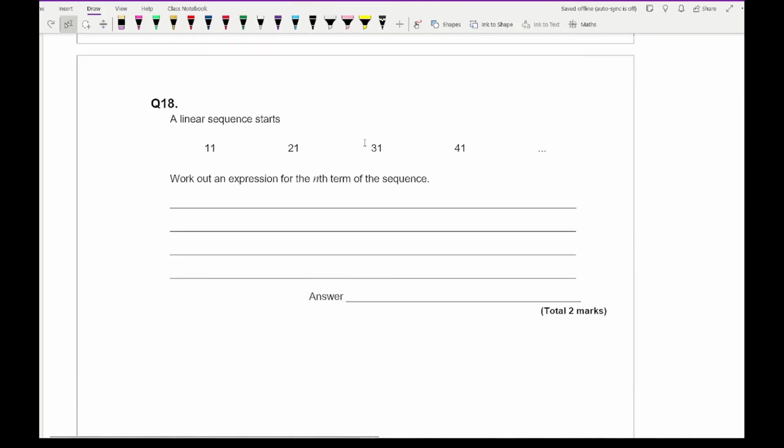Moving on to question 18. So now we move on to sequences and finding the nth term. Here it says the linear sequence starts 11, 21, 31, 41, and says work out the expression for the nth term of this sequence. So here you can see that the difference is plus 10. So we're going to have 10n in the formula. If I just write 10n there, what I then need to see is, what do I need to add to 10 to make 11, which is our first term?